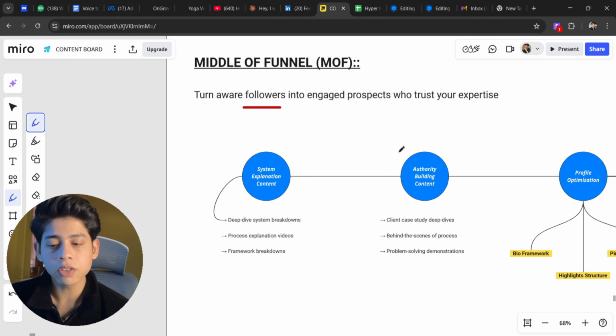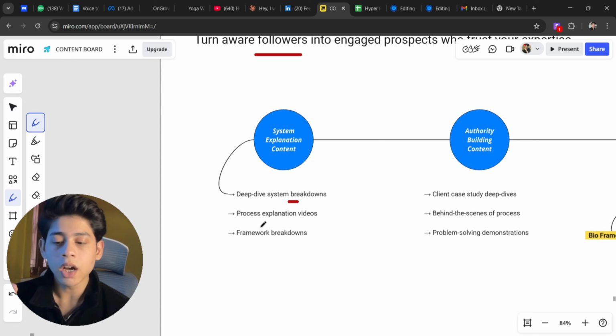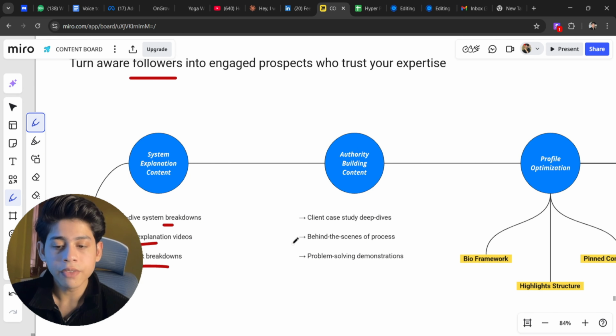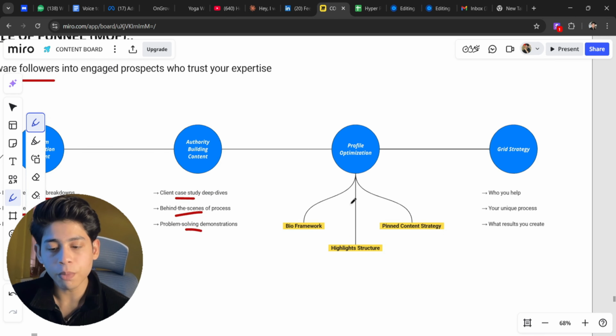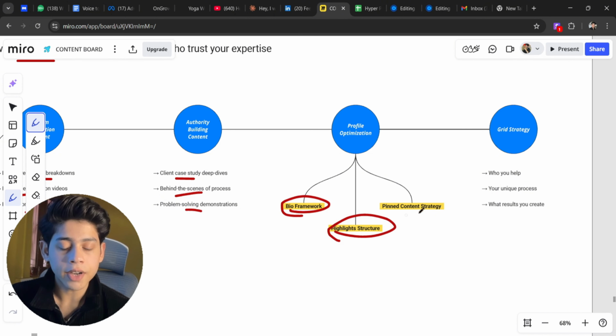So in the middle of the funnel, we create system explanation content. We deep dive into system breakdowns, process explanation videos, and framework breakdowns, and we create authority-building content showcasing client case studies, behind the scenes of the process, and problem-solving demonstrations. And we have profile optimization. Here we optimize the profile with a clear bio framework, highlight structures, and content strategy.